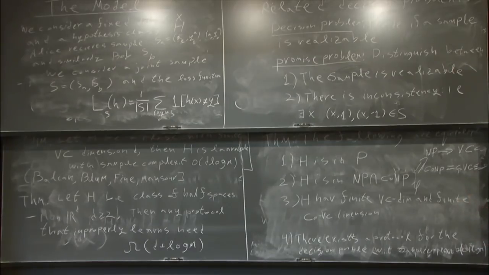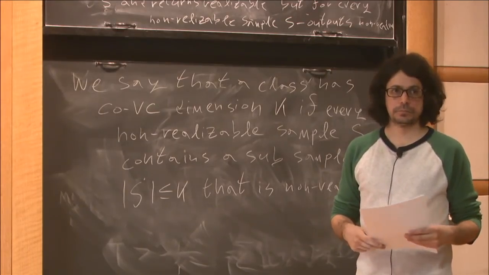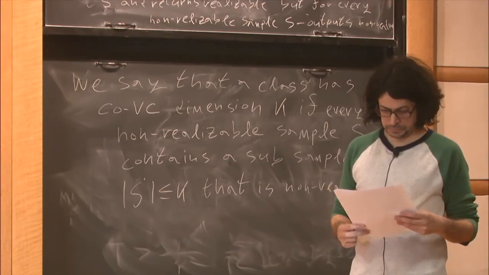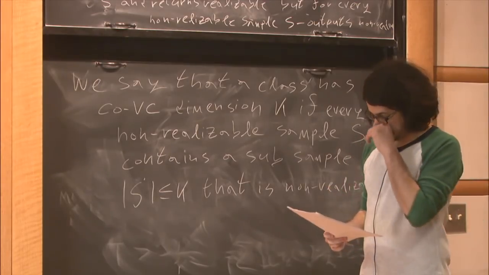You have a polylog in your definitions here, and the theorem has just a log m? Yeah, exactly. If you can do it in polylog, you can do it in log m. There's a dichotomy. Either you cannot do it with a hierarchical sample, or you can do it in log. If the VC dimension is finite, you need logarithmic, and otherwise you need all the time.